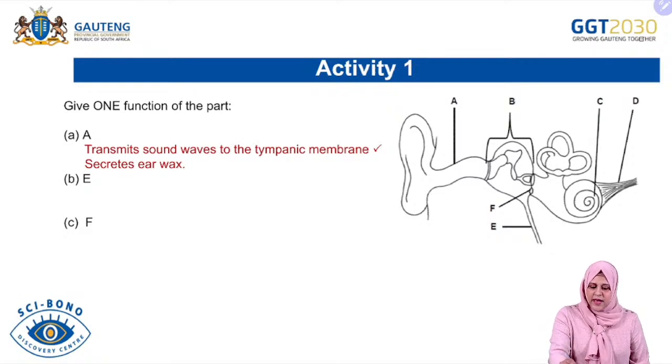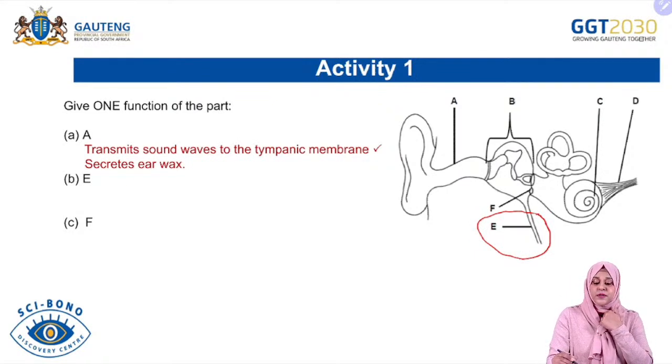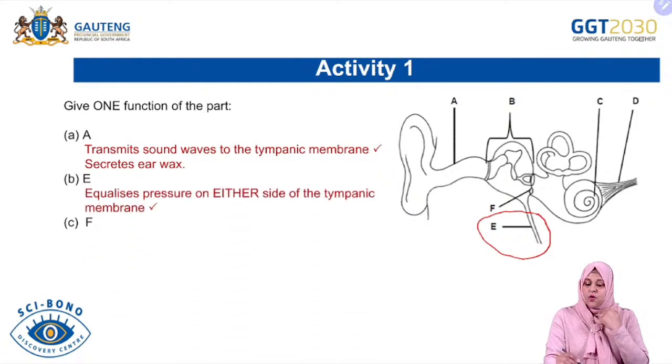Then we're looking now at E, and we've spoken at length about E, right? E goes to the back of the throat. We said it's a tube, and that is called the eustachian tube. What is its function? It equalizes pressure on either side of this membrane here called the tympanic membrane.